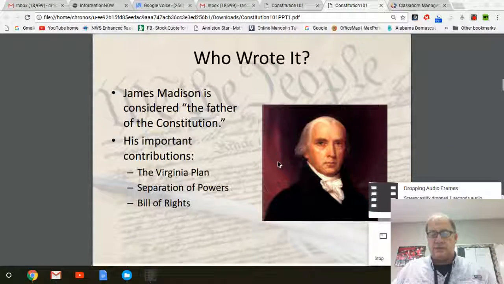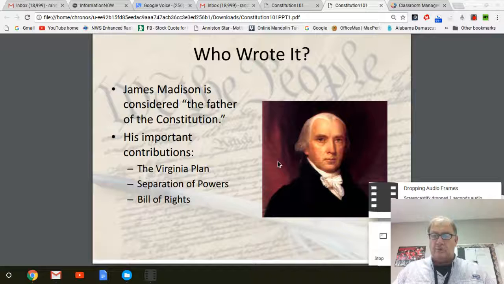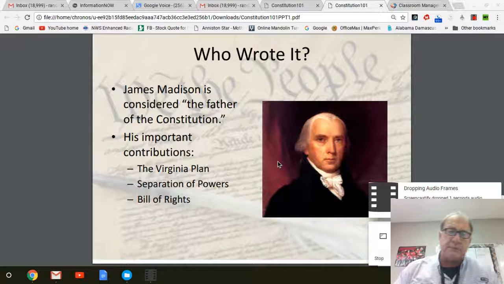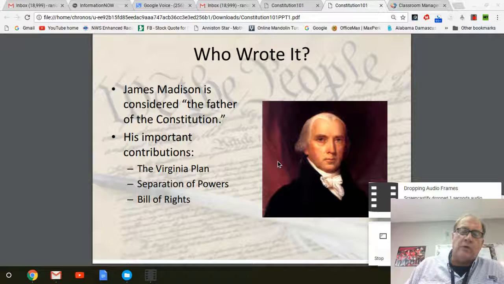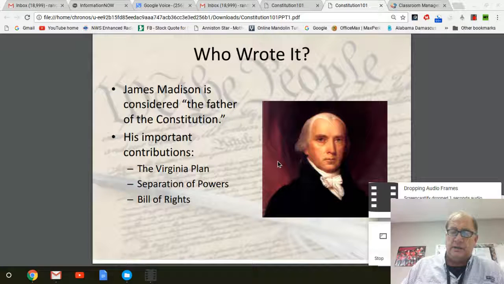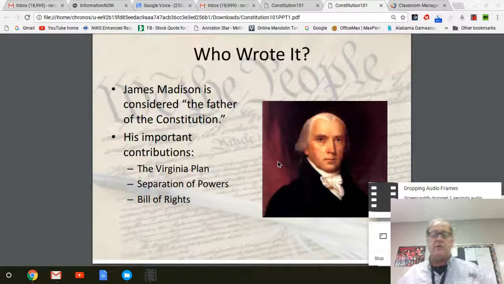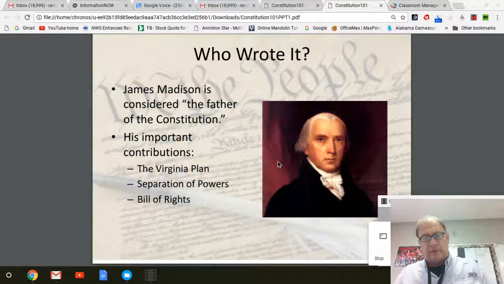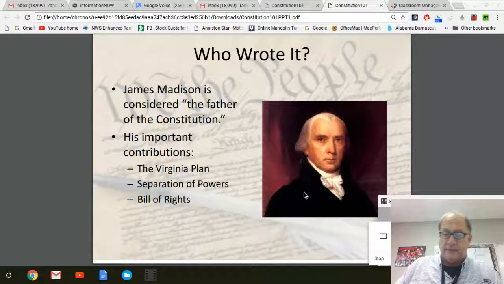Who wrote the Constitution? First of all, let's begin by saying that no one person wrote the entire Constitution. However, James Madison, who brought the Virginia Plan with him to Philadelphia, laid the basic framework and is called the father of the Constitution. His important contributions, of course, are the Virginia Plan, separation of powers, and once the Bill of Rights was written, James Madison played a huge role in that.